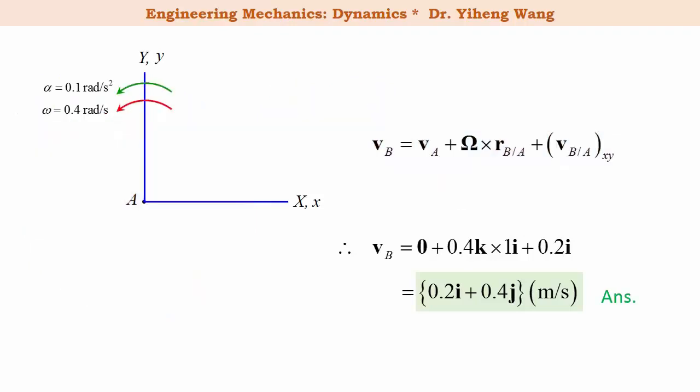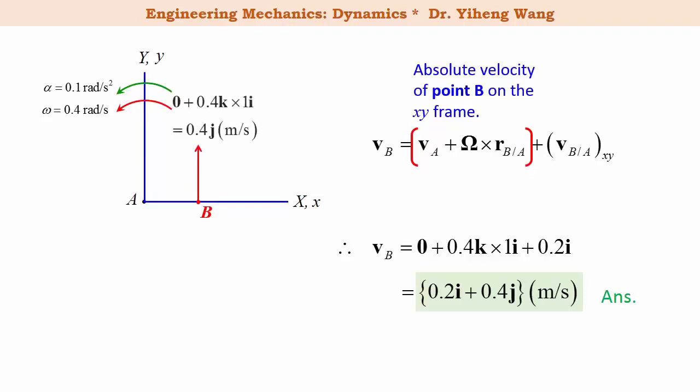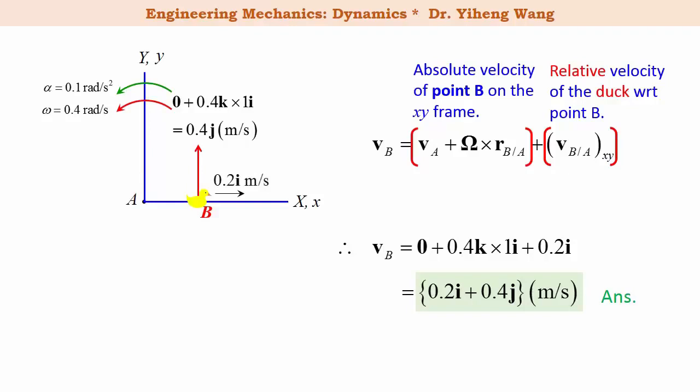Since you have already studied rigid body general plane motion with relative motion analysis, this part should look very familiar to you. If you consider the rotating frame as a rigid body, then you will recognize that this is the absolute linear velocity of point B that belongs to the XY frame. This velocity is the result of the rotation of the frame. But don't forget, the duck still has a relative velocity with respect to this point B. Therefore, combining both of these two contributions, we get the absolute velocity of the duck.